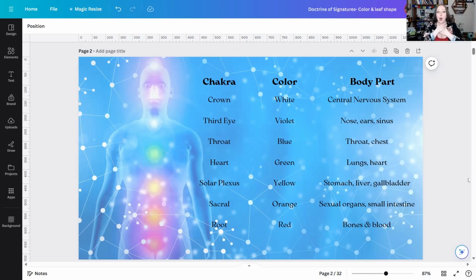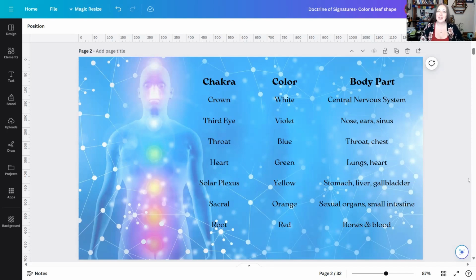Okay, move down. Our throat, that's the color blue. The body part there is the throat and chest. Moving down to the heart, that is green. The body parts there are the lungs and the heart. Moving down, solar plexus, this is yellow. Our body parts are the stomach, the liver, and the gallbladder.